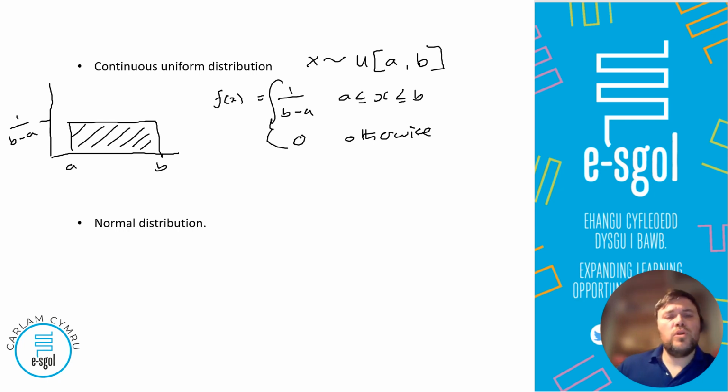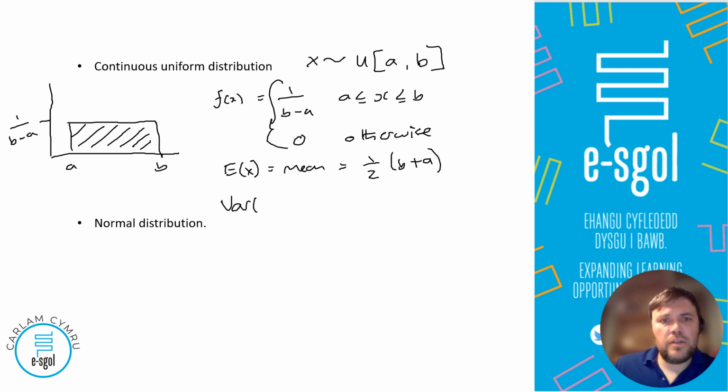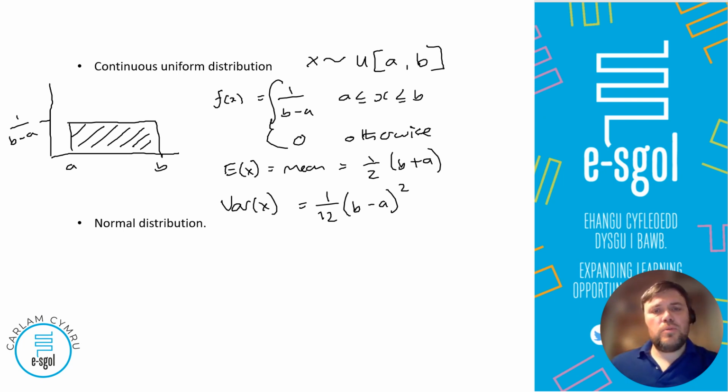The other two elements are the expectation, which is the mean, a formula in the formula booklet: a half of b plus a. And then the variance. If you square root the variance, you get the standard deviation, or at least the positive square root of the variance is the standard deviation. The formula is 1/12 of b minus a, all squared. Both formulas, as I said before, are in the formula booklet to help you. Next, we move on to the normal distribution.